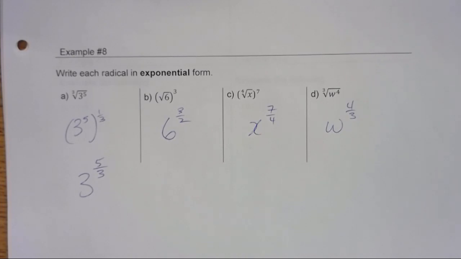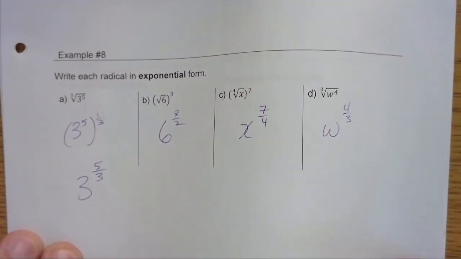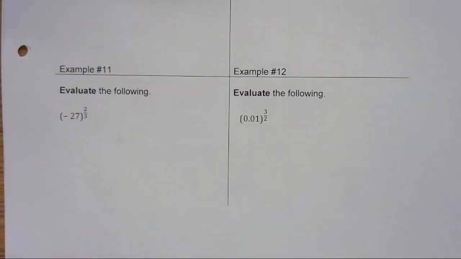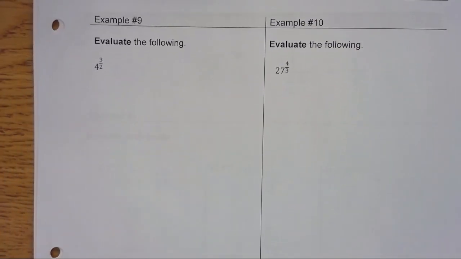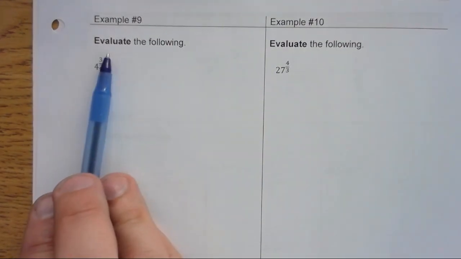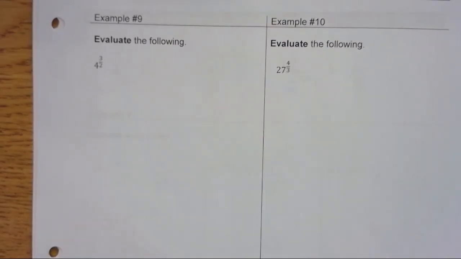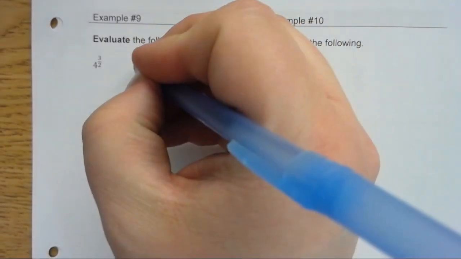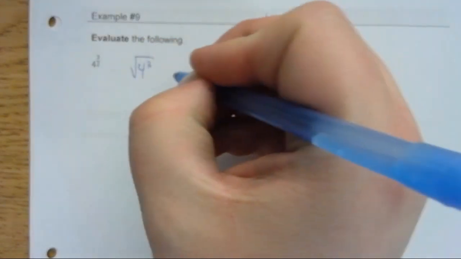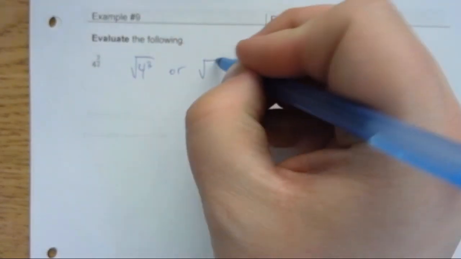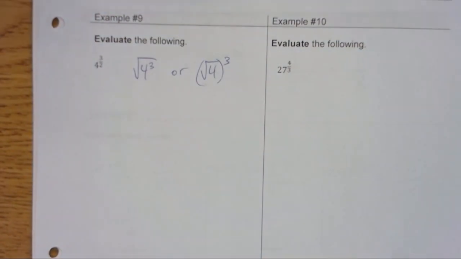Give you a sec to catch up to me. Okay, so that's example 7 and 8. There's a couple more in this one yet. Example 9. What's the difference between the instructions on the last one and this one? This one wants a number. It wants an answer. It doesn't want me to leave it as a radical. It wants me to figure it out. So now I have a choice. This is like saying either the square root of 4 cubed, or it's like saying the square root of 4, cubed. Which one's easier?